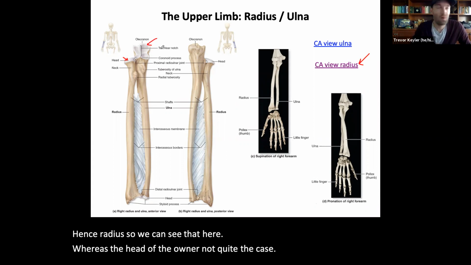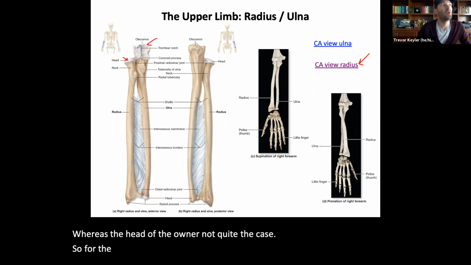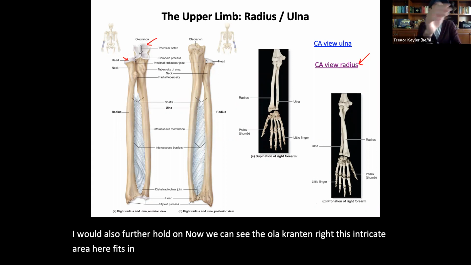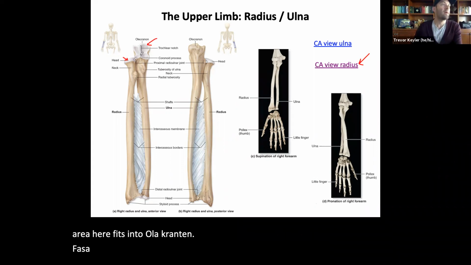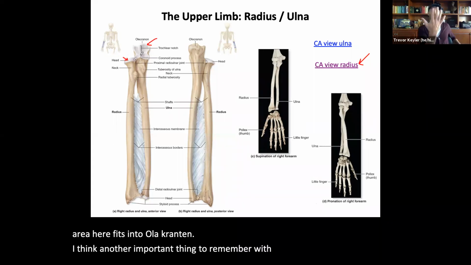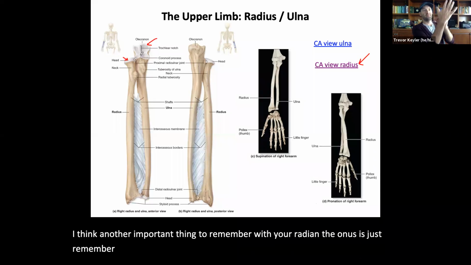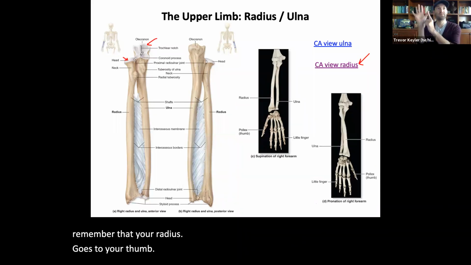What else? For the ulna, now we can see the olecranon, right? See this intricate area here, fits into the olecranon fossa. Another important thing to remember with your radius and ulna is that your radius goes to your thumb. Ulna goes to your pinky. Ulna to your pinky, radius to your thumb.